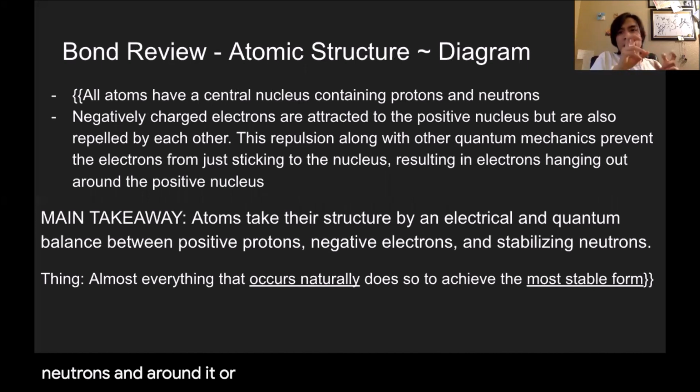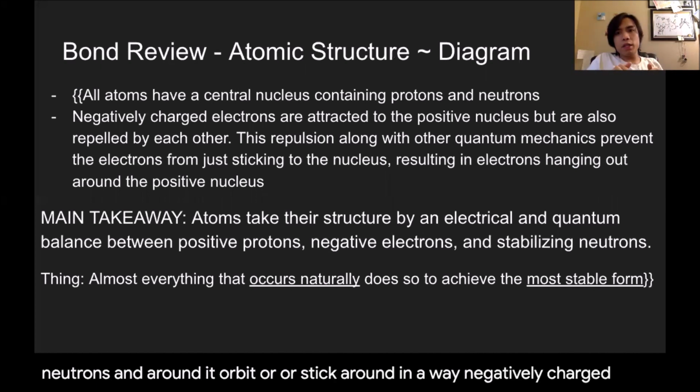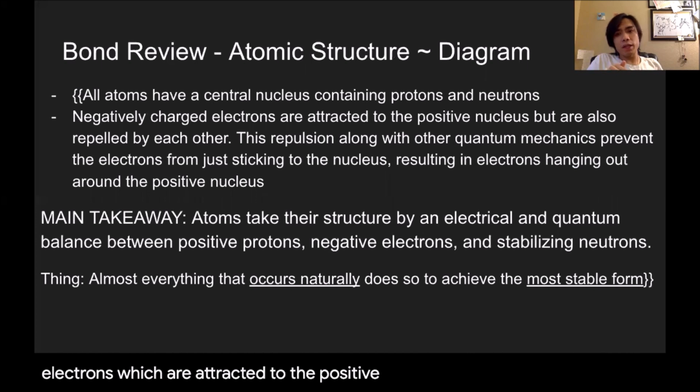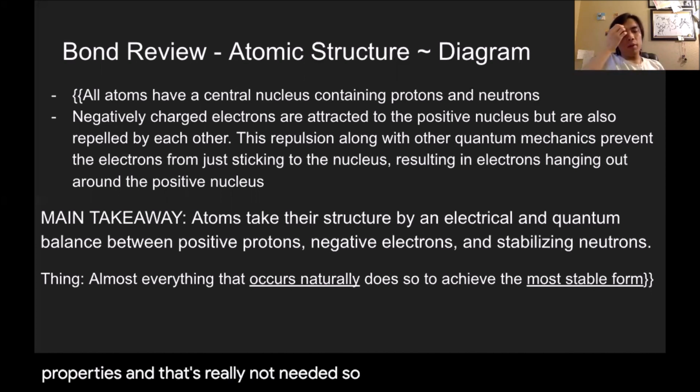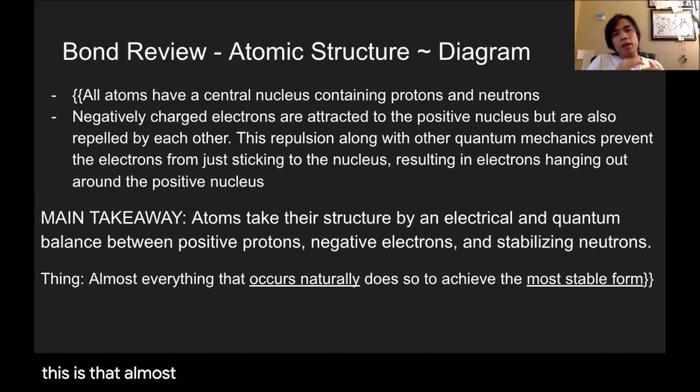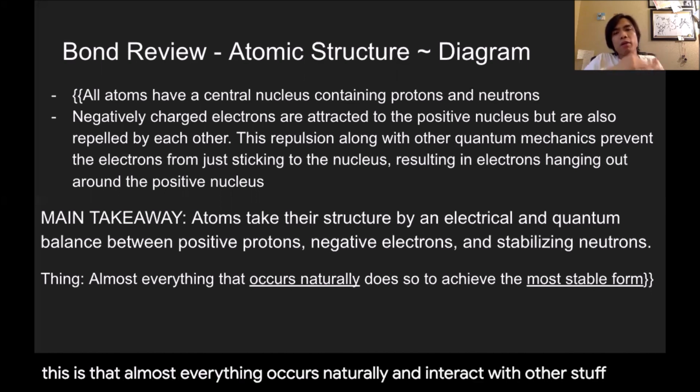So all atoms have the central nucleus containing protons and or neutrons. Around it orbit, or stick around in a way, negatively charged electrons, which are attracted to the positive nucleus. Now, they don't actually collide and stick together because of different weird subatomic physics properties, and that's really not needed. What I wanted you to take away from this is that almost everything occurs naturally and interacts with other stuff to achieve the most stable form.